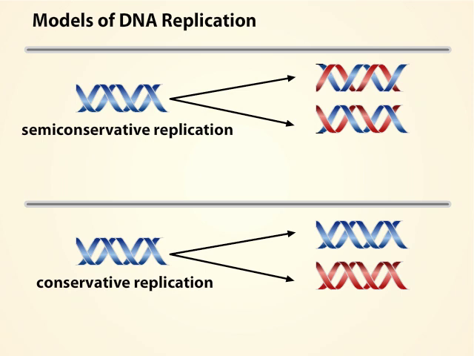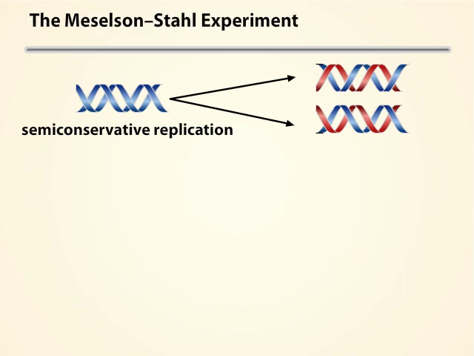Although Watson and Crick proposed the model of semi-conservative replication, at the time no evidence existed to prove that this model was correct. To solve this problem, the scientists Matthew Meselson and Franklin Stahl designed an experiment to test Watson and Crick's model of replication. The key to the Meselson-Stahl experiment was devising a strategy to distinguish between old versus newly synthesized DNA. They distinguished the two by labeling them with isotopes.